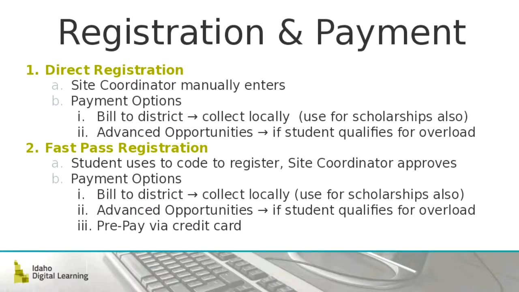And then in FastPass registration, the student is actually doing the data entry piece. So they're entering all their demographic information, they're entering for their parent, they're selecting a course out of a list of courses that you give them access to, and then it comes across to the site coordinator as a request. So the site coordinator still has the option to approve or deny any of those requests. So a student can't just go register for tons of classes that you wouldn't accept at your district, or that you wouldn't recommend that they take.